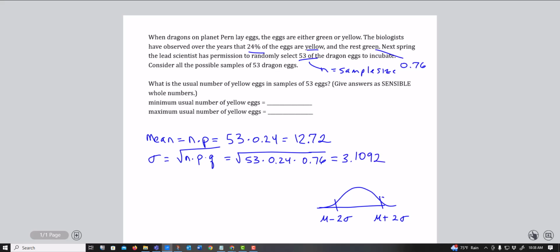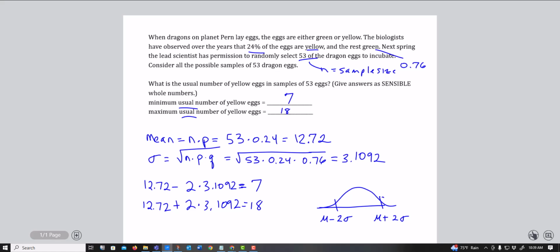All right, so remember, once again, the rule is that usual means you're within 2 standard deviations of the mean. So I will take my mean minus 2 times that standard deviation that I just got. And I want to round this, so approximately 7 eggs would be my minimum. And then my maximum, the mean plus 2 standard deviations, would be about 18.